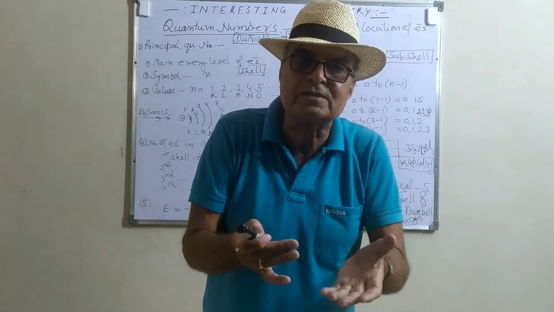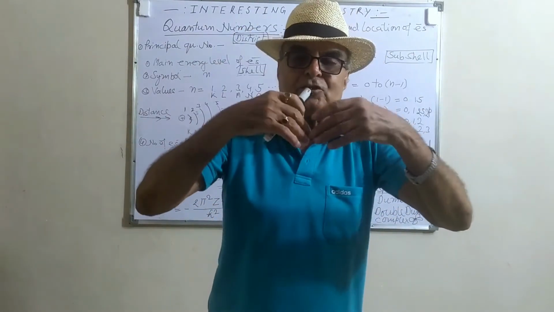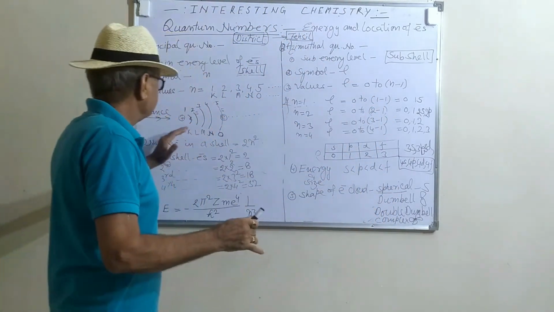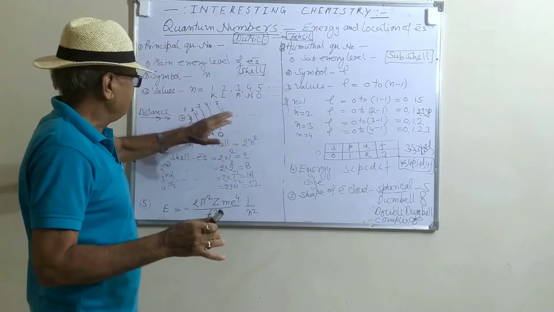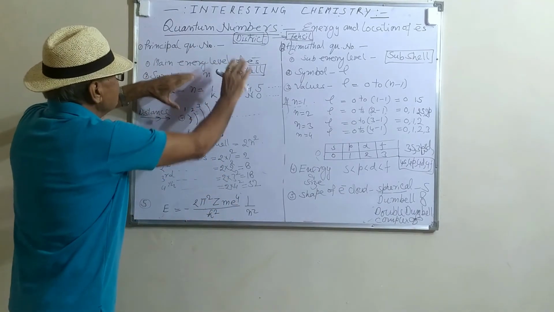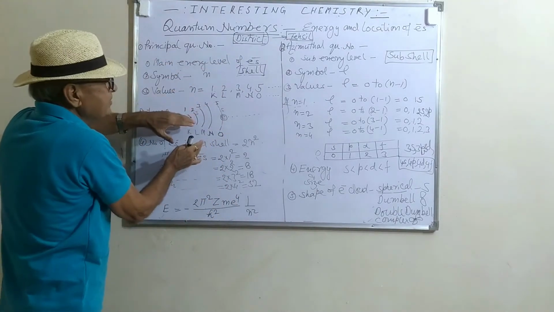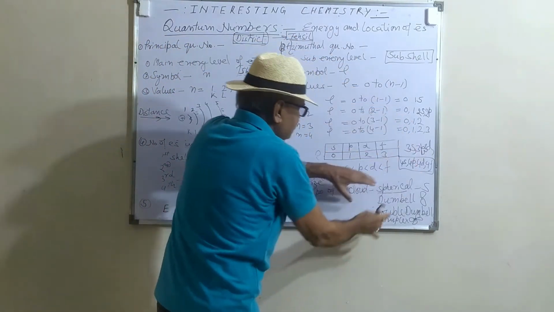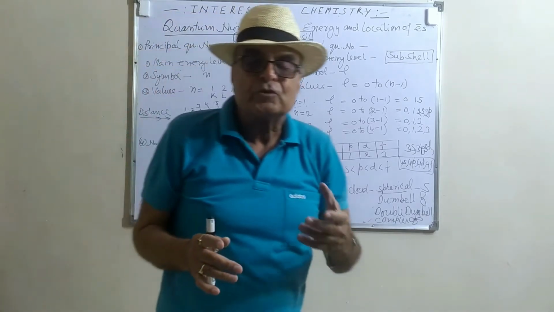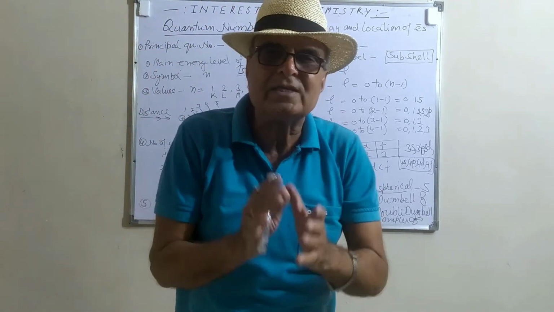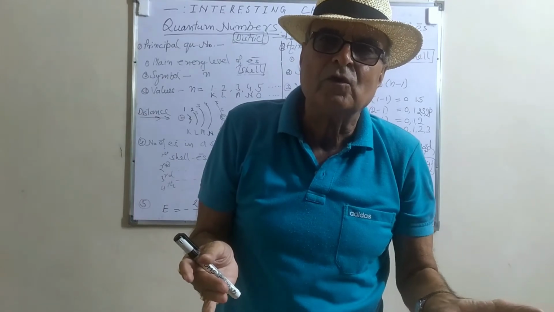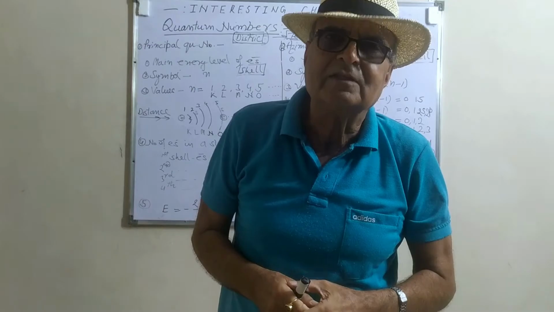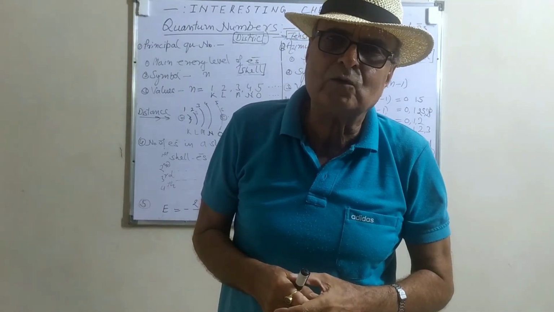So it also tells us that as we go more distant from the nucleus, the size of the shell or the main energy level increases, and the size of the subshell also increases. The 2s is greater than 1s, 3d is greater than 2d, 3d is greater than 2d.